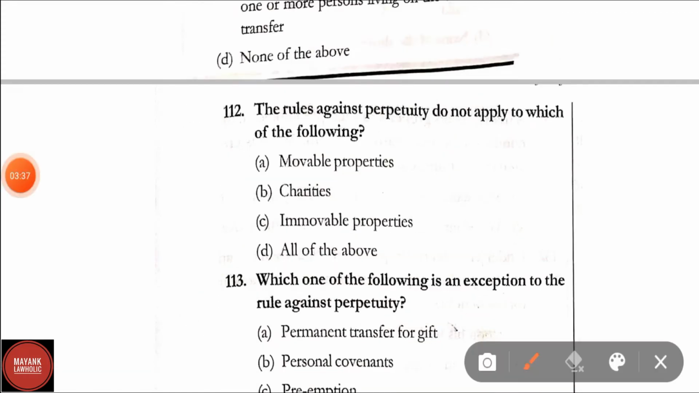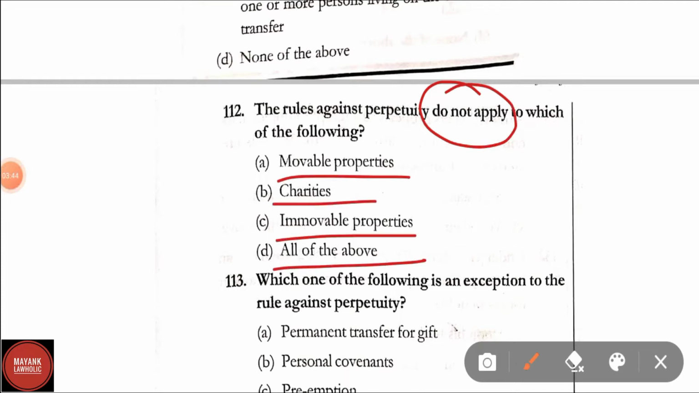Question number 112. The rule against perpetuity does not apply to which of the following? Movable properties, charities, immovable properties, all of the above. Correct answer is option B, that is charities.